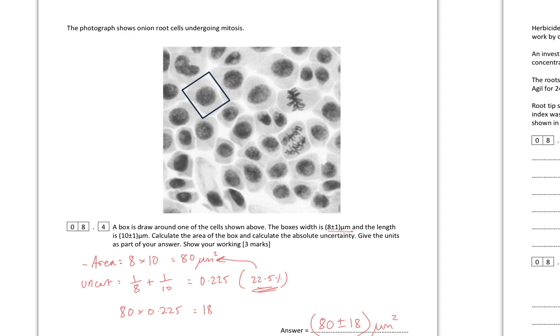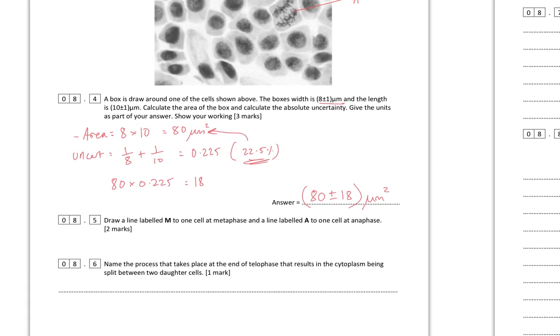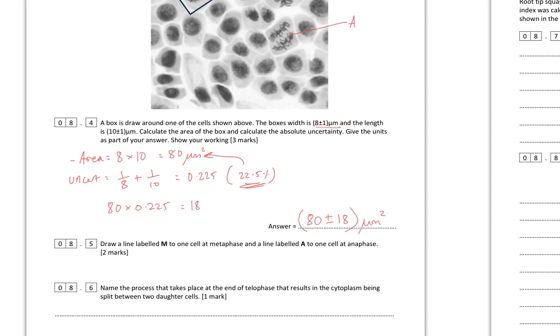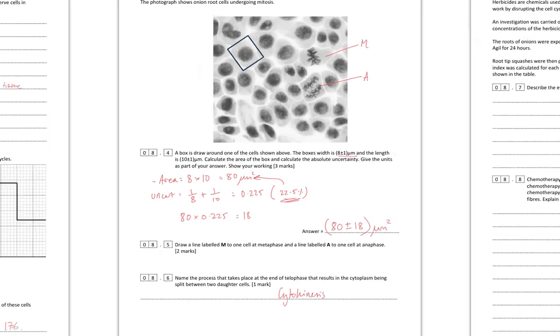Yeah, and then this is, that's metaphase, and that's anaphase. Should be easy. I think that was the easiest one. The process that takes place at the end of telophase, well, that's cytokinesis. Cytokinesis. I got a few exocytoses there on that one.